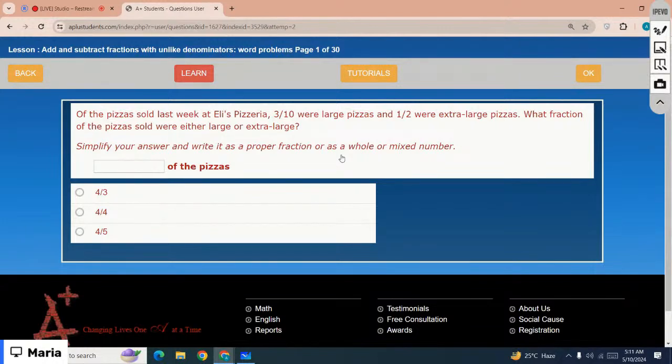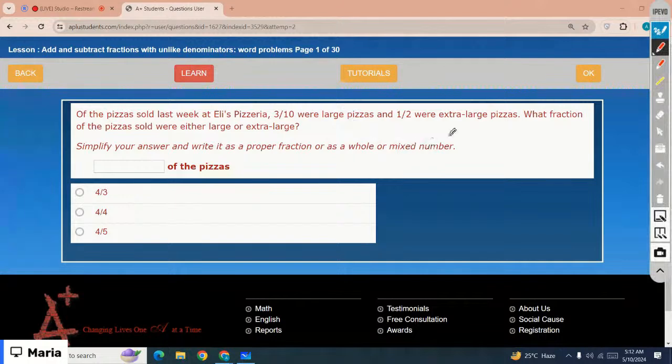Okay, so let's just add. Of the pizzas sold last week at Ali's Pizzeria, 3/10 were large pizzas and half were extra large pizzas. What fraction of the pizzas were sold either large or extra large? So you need to add 3 by 10 and 1 by 2.